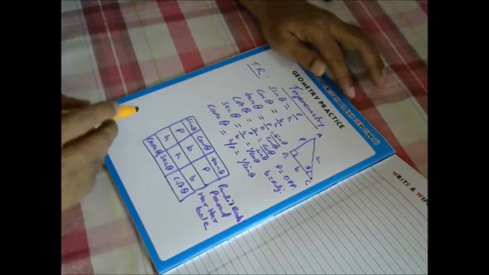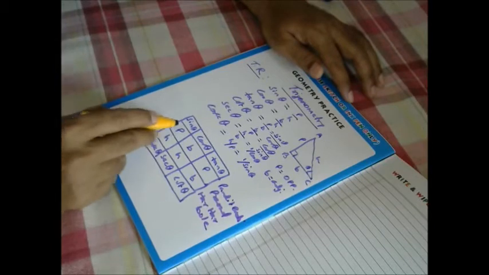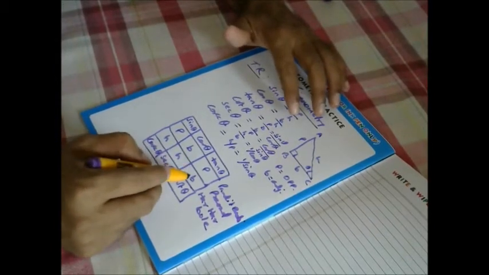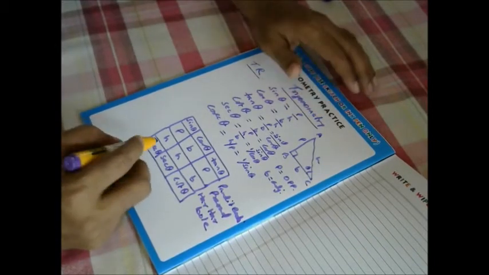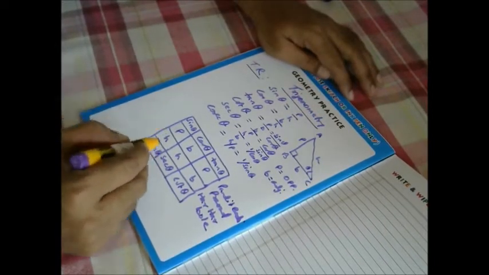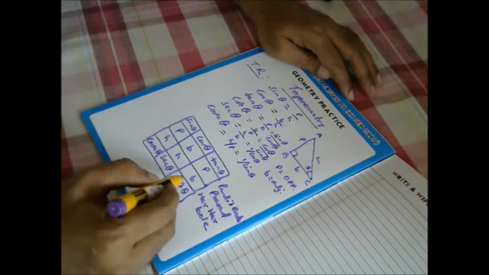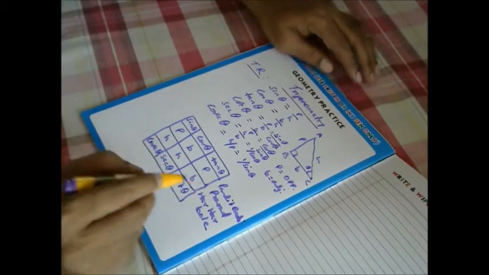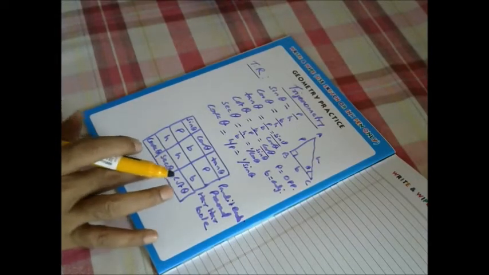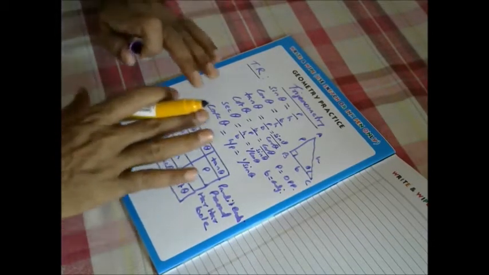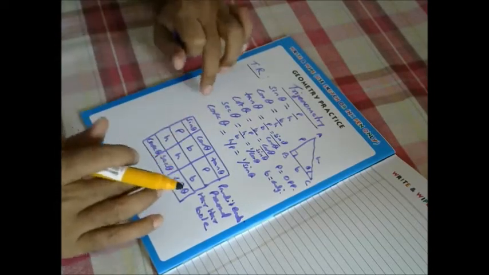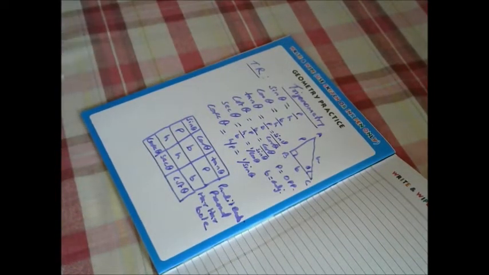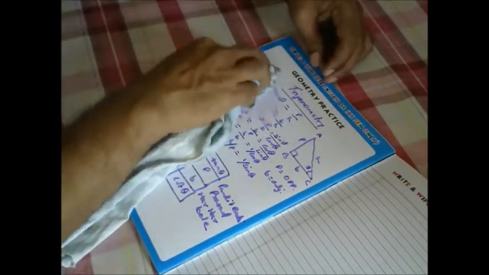Now you can see sine theta is equal to P by H from the top, cos theta is equal to B by H, tan theta is equal to P by B, and again cosecant theta is equal to H by P, secant theta is equal to H by B, and cot theta is equal to B by P. In this way we can learn the complete trigonometric ratios here. Right, let us go to another part.